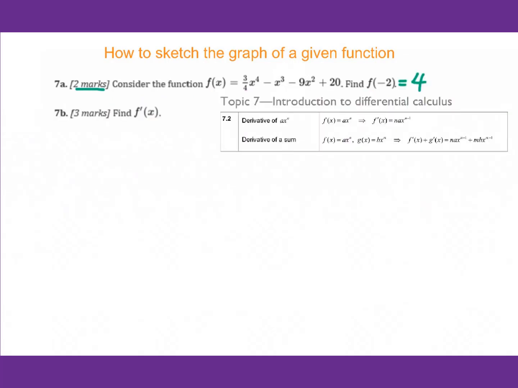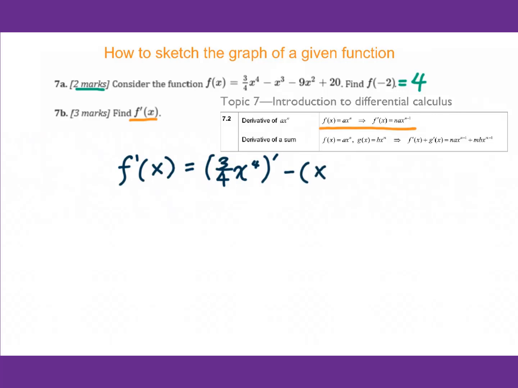Let's go to 7b. Find the derivative of f of x. In the booklet, the formula is given. So you have to use this formula to figure out the derivative. That equals 3/4 x to the fourth power minus x to the third power, we take the derivative, minus 9x squared we take the derivative, plus 20 we take the derivative.